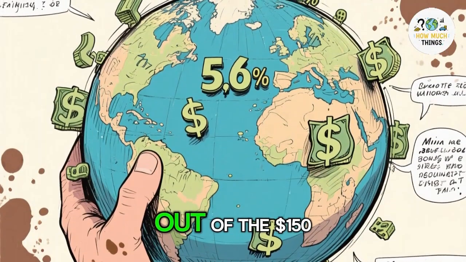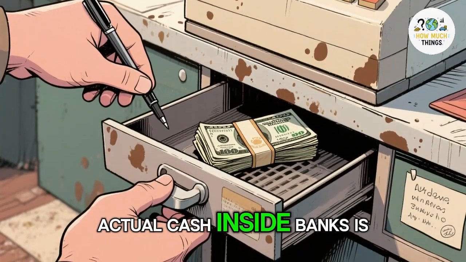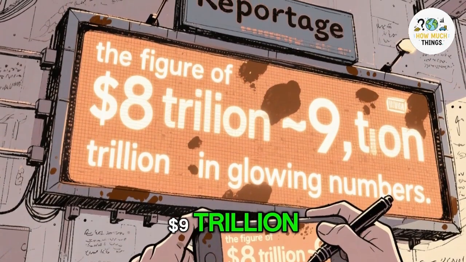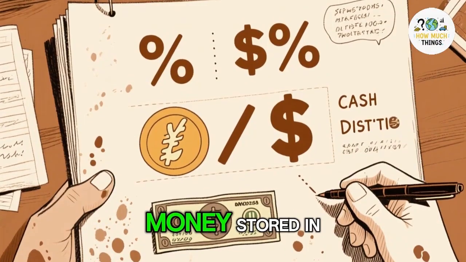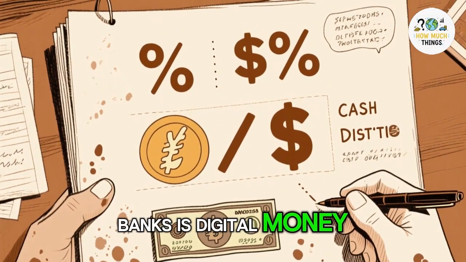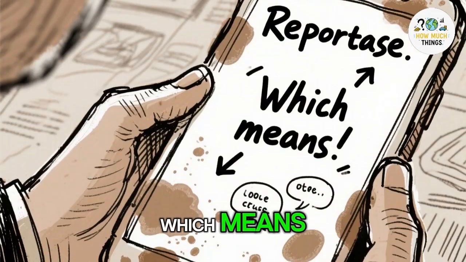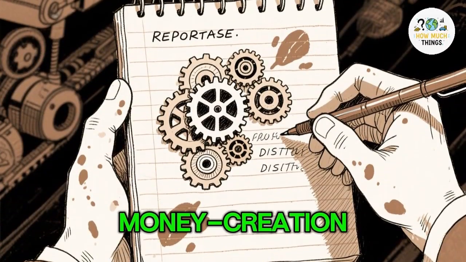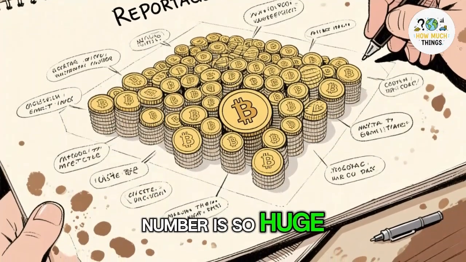Out of the $150 trillion stored in banks, actual cash inside banks is only around $8 trillion to $9 trillion. That means more than 95% of all money stored in banks is digital money. This digital money is created through lending, which means the banking system is not a storage system. It is a money creation system. And this is why the number is so huge.